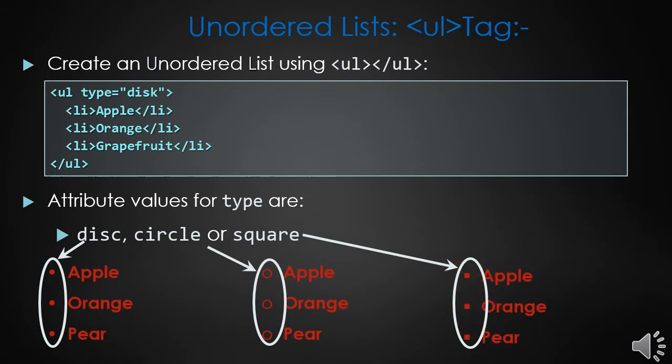Unordered lists with the UL tag. Create an unordered list by starting with the opening UL tag and ending with the closing UL tag. Attribute values for type are disk, circle, or square.